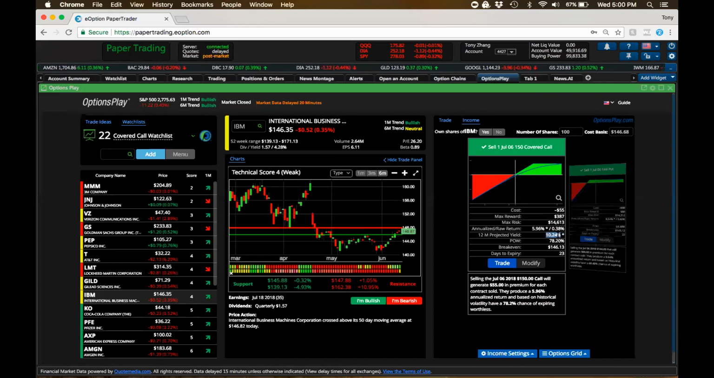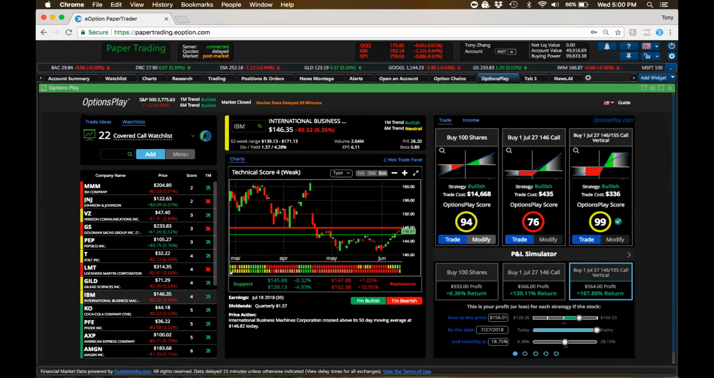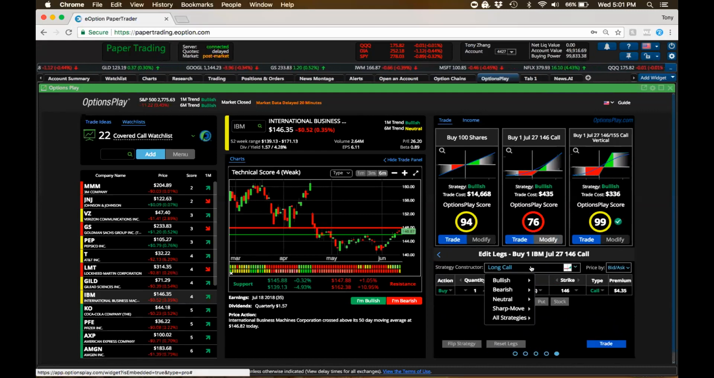If you're looking to use our tool for trading strategies, you want to click on the Trade tab. This allows you to basically type in any stock, do some analysis on the underlying stock, and you can click on either I'm bullish or I'm bearish. We'll present to you 3 starting points. For those of you that are a bit more advanced, you can take a look at the call vertical here on the right, or you can always modify and choose any of the strategies we have using our strategy constructor.